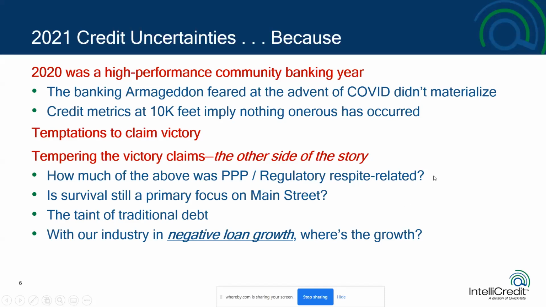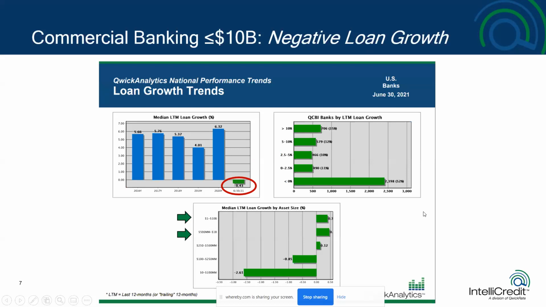The other huge news that we're all dealing with is our industry is largely in negative loan growth. So where is that coming from? This graph comes from our sister division, Quick Analytics, and it talks about commercial banking, less than $10 billion in assets. Again, that's really where our bailiwick is in the community financial space. As you can see, a big drop off in average 12 month organic loan growth. Frankly, among commercial banks, the only loan growth showing any pulse at all is the banks above 500 million. Roughly 52% of the banks under $10 billion have had no or negative loan growth in the last 12 months.